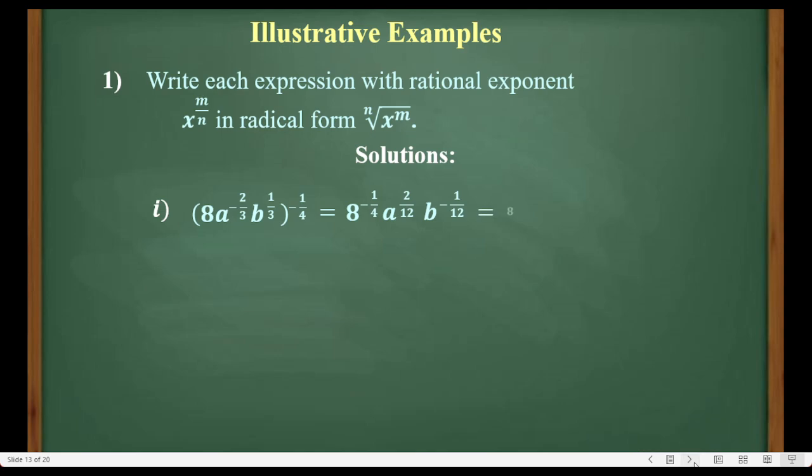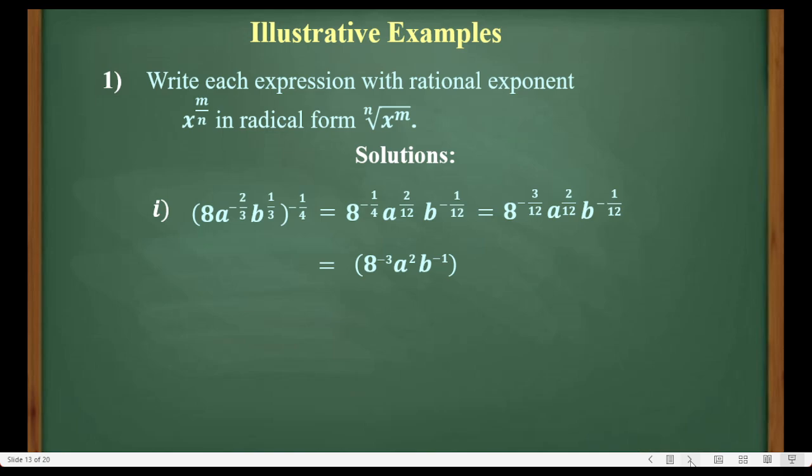Then what comes next? So we have a raised to negative 3/12, followed by a raised to 2/12, and b raised to negative 1/12. So basically, we make the denominators of these three fractions the same by getting the LCD, which is 12. Okay? Then of course, from 1/4, this one right here becomes negative 3 over 12. Okay? Then, from here, those factors with negative exponents, so what shall we do with them? Okay, from here, we factor out 1 over 12. So, ang matitira na lang dito ay 8 to the negative third power. This will become a squared.